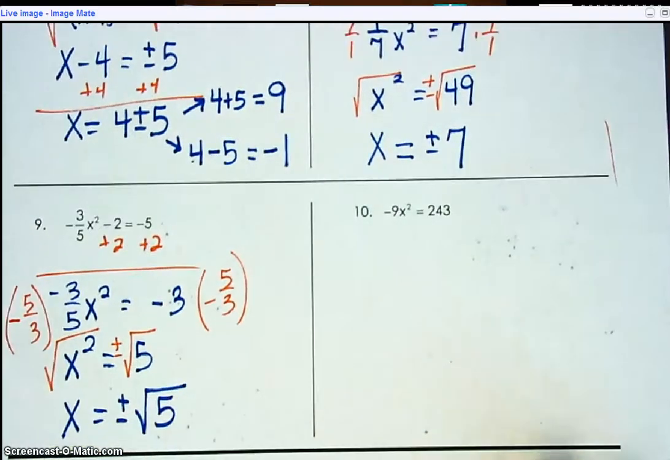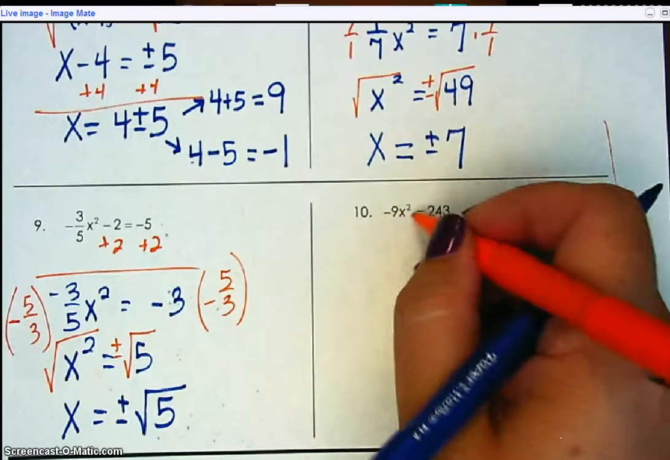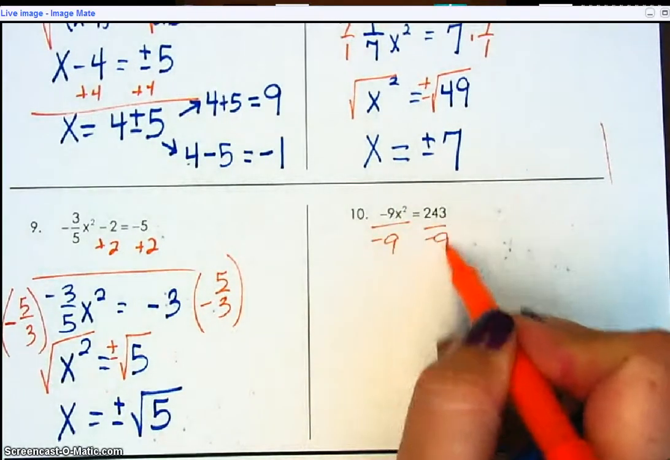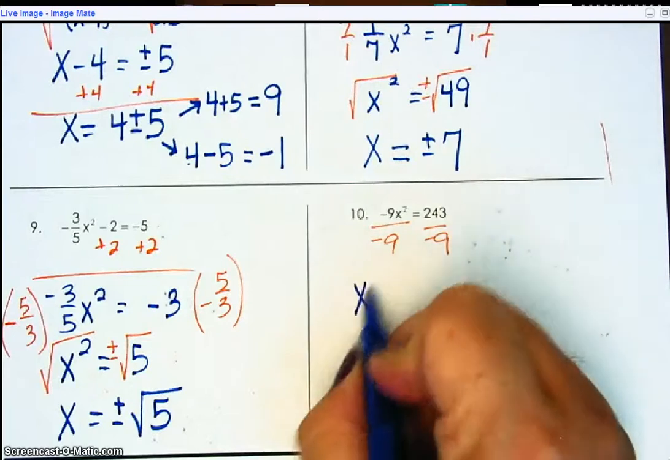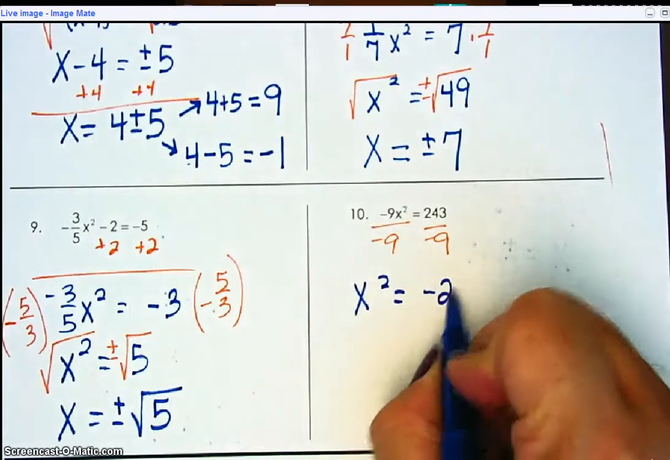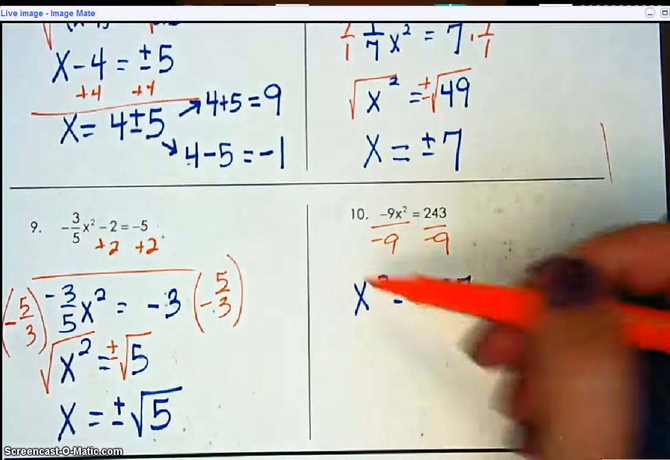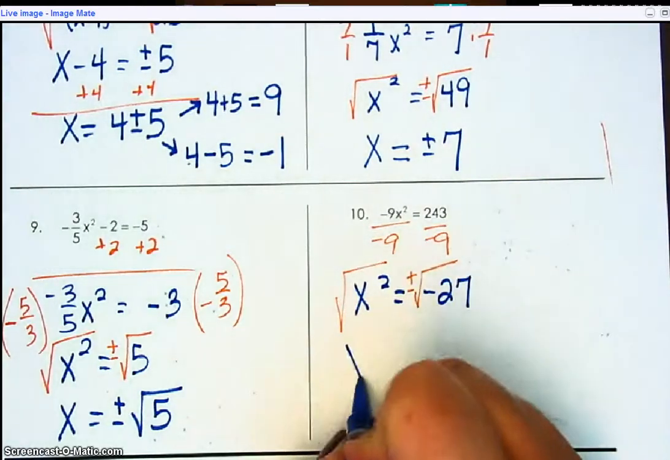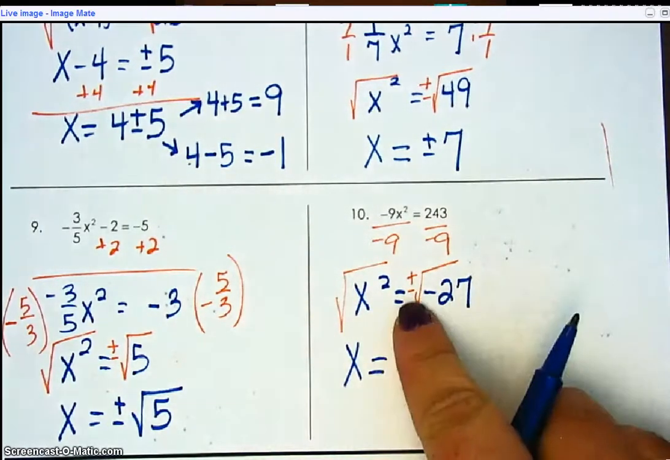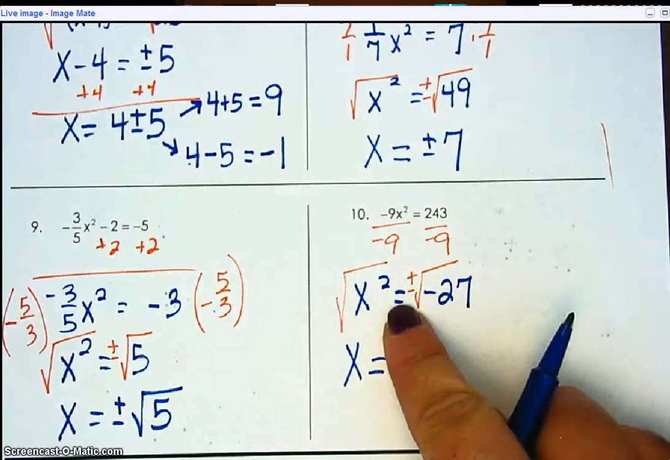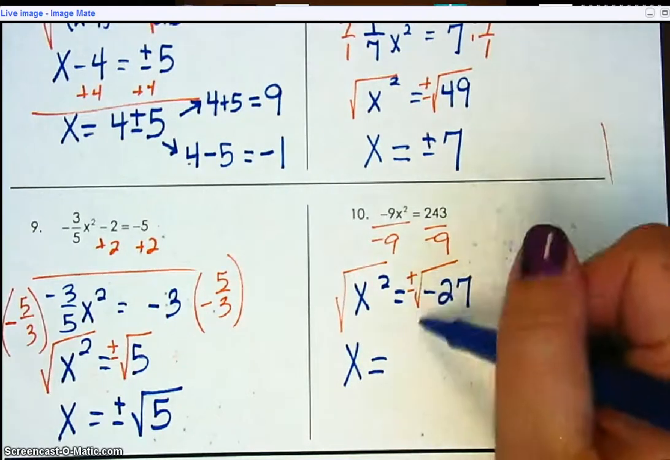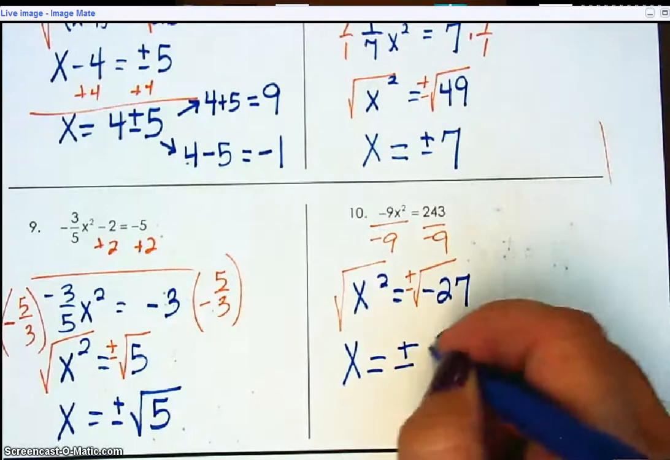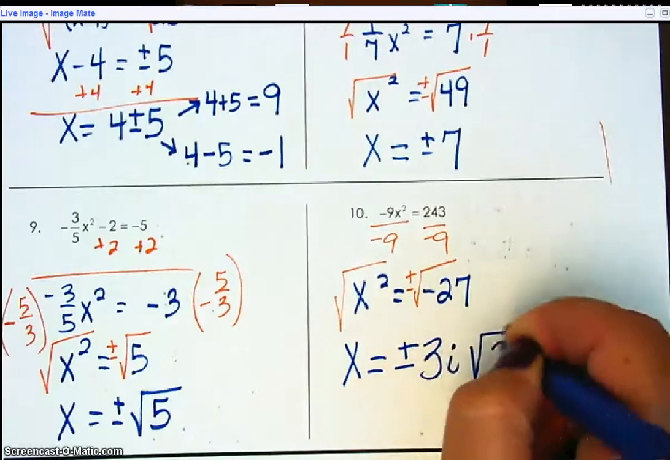All right, last one. Again, you can't leave the squared term negative, so we're going to have to divide both sides by -9. So x squared is equal to -27. Take the square root, plus minus, don't forget that. X is equal to, so negative is going to bring out an i, but then in your calculator you can do square root of 27 and it'll simplify that part for you. So plus or minus 3i square root of 3.